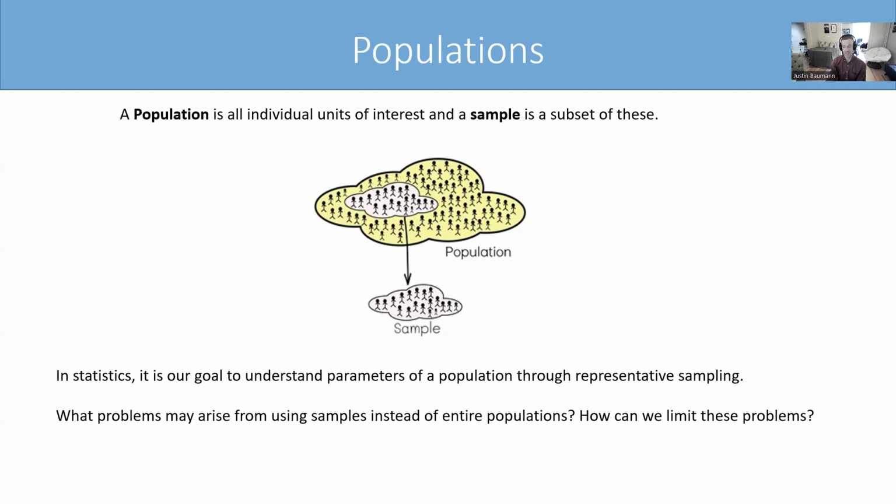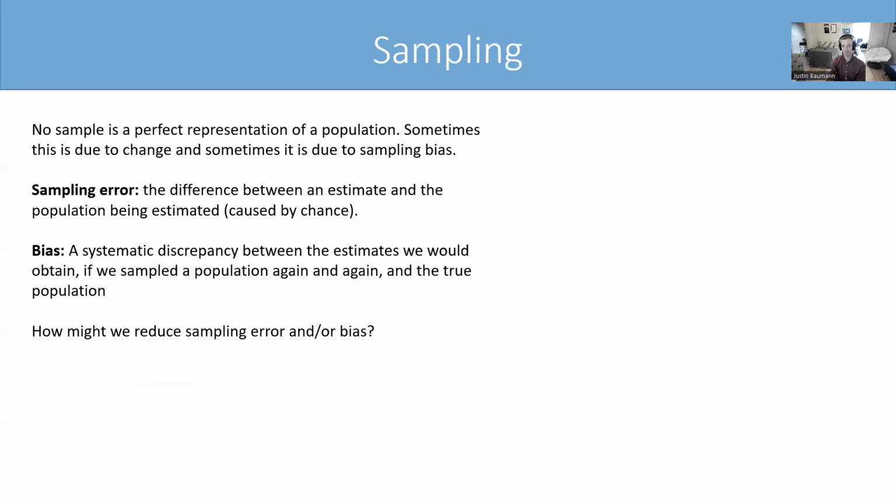All right, let's dig into the idea of sampling and representative sampling. We just talked about how in statistics, our goal is to take samples that are representative of our population. And here I am on the very next slide, tearing that down because this is imperfect. No sample is a perfect representative of a population unless it's the entire population.